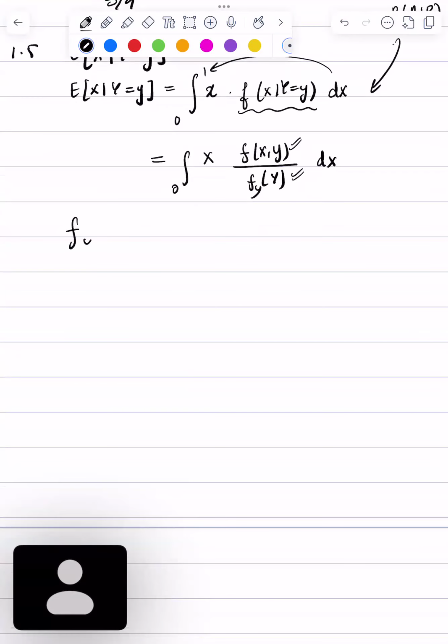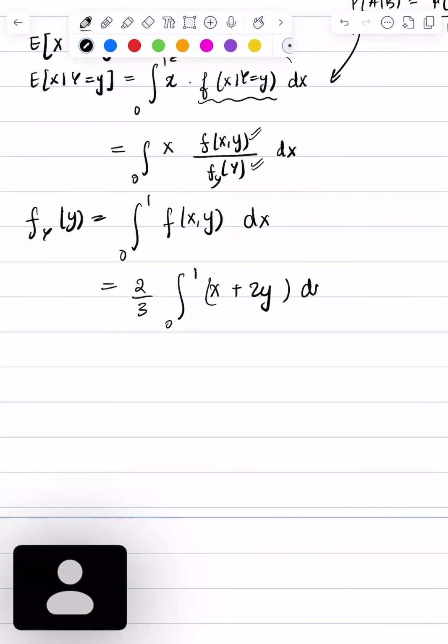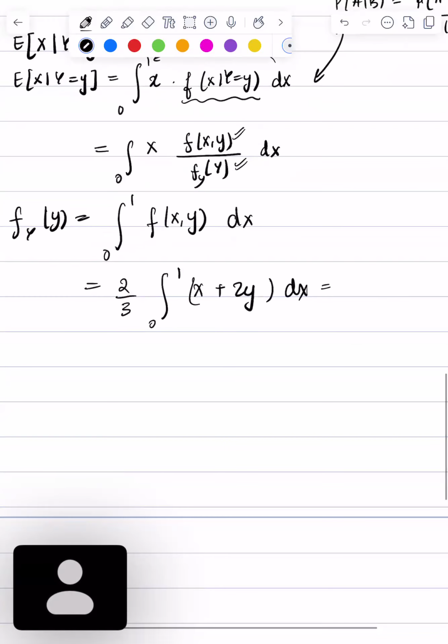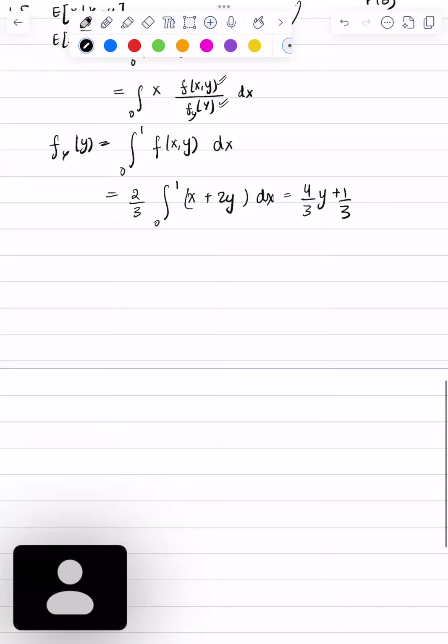So the way to do that is through calculating the marginal density, which we get if we integrate our joint density over the values of x. If we add up all the values of x in the joint density, we should get the marginal density for y. This is how it works for normal discrete probability and how it works for the continuous case as well. The difference is we are integrating instead of summing. We basically get 4 over 3 y plus 1 over 3. Then we plug these values into the expected value formula.